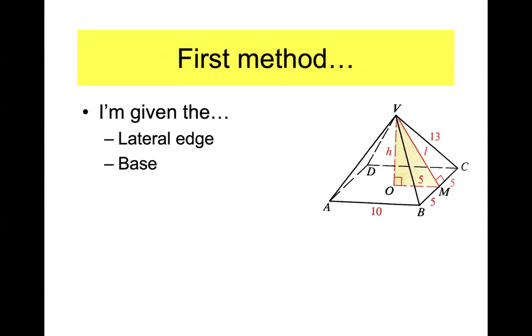All right, so here's the first one. Let's say you're given the lateral edge. That's that 13 distance right there. And let's say you're given a base. In this case, we're told that the base dimension is 10.